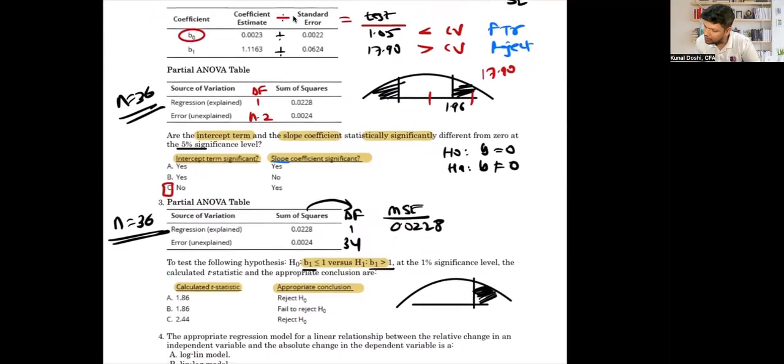0.0024 divided by 34. You will get an answer of 0.0007, right? Okay, 0.0001 or 7? It's going to 1, right?